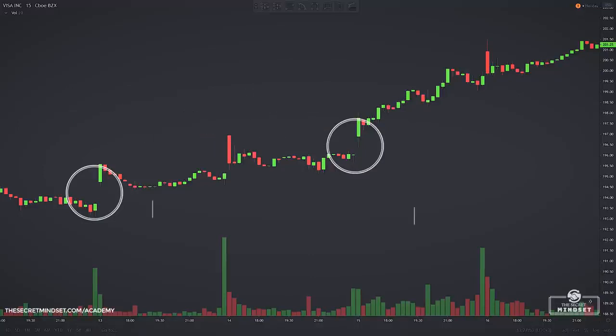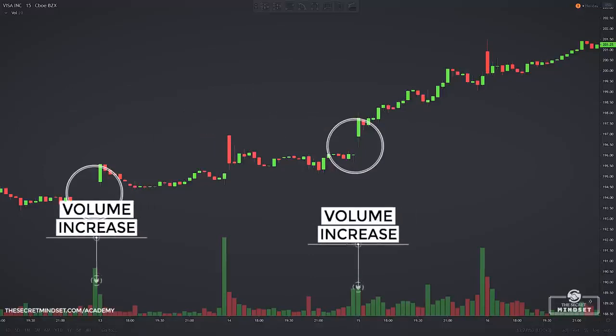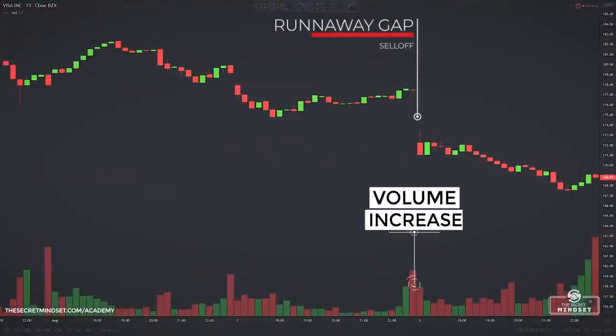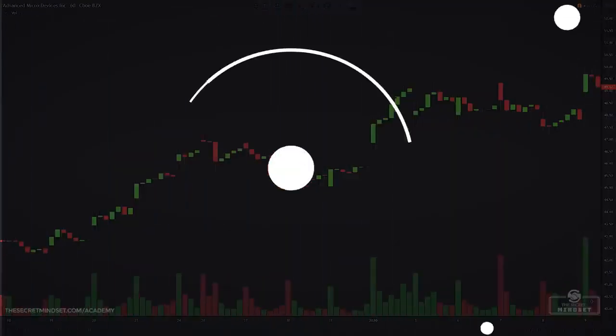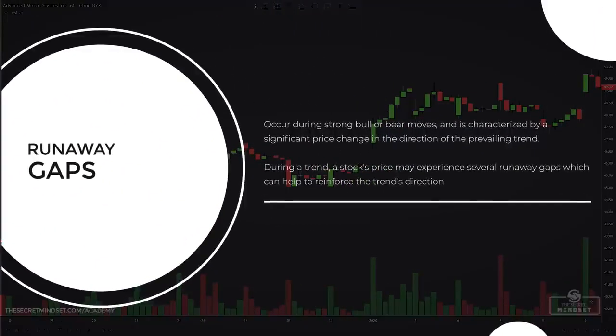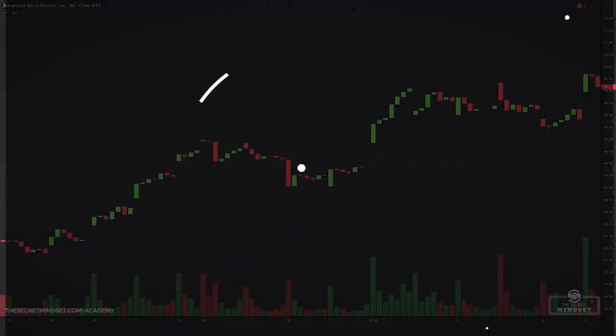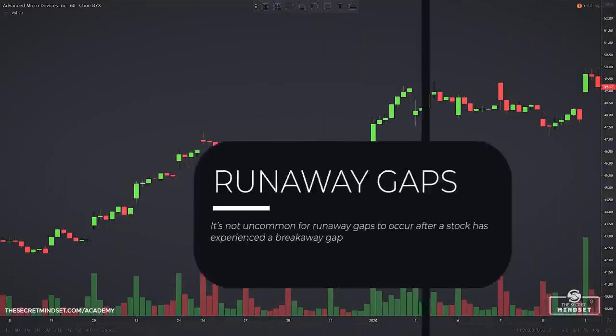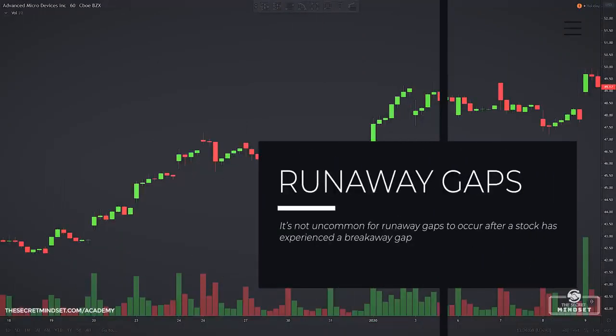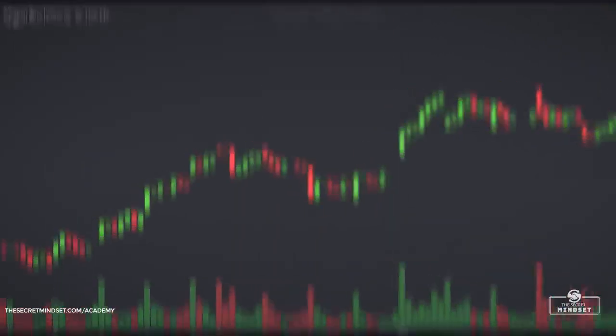In this example, pay attention to the significant increase in volume during and after the runaway gap. Runaway gaps can also happen in downtrends. This usually represents increased sell-off of that stock. This type of gap occurs during strong bull or bear moves and is characterized by a significant price change in the direction of the prevailing trend. During a trend, a security's price may experience several runaway gaps, which can help to reinforce the trend's direction. It's not uncommon for runaway gaps to occur after a stock has experienced a breakaway gap.